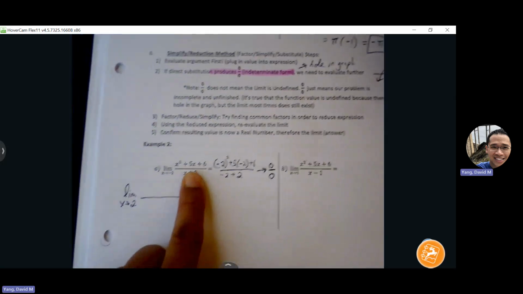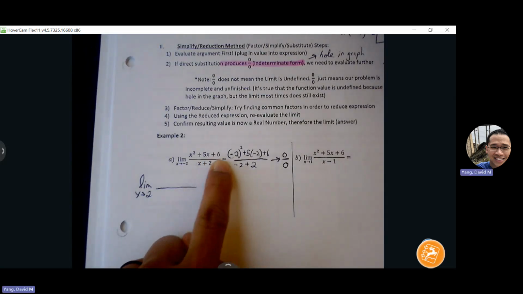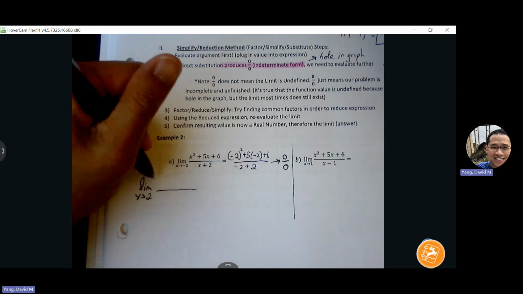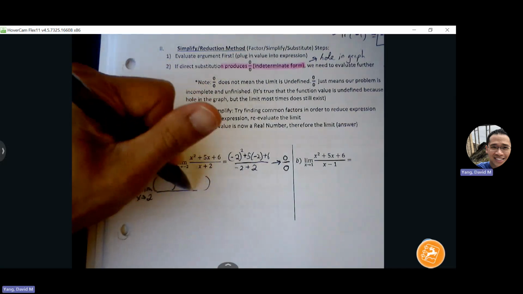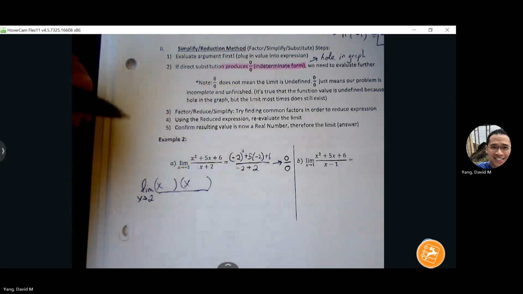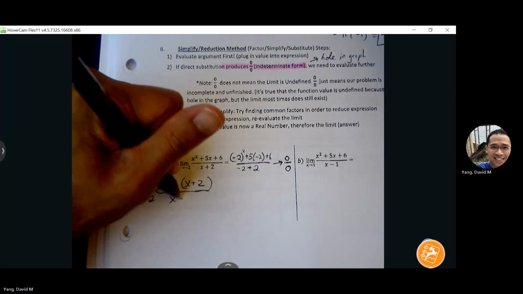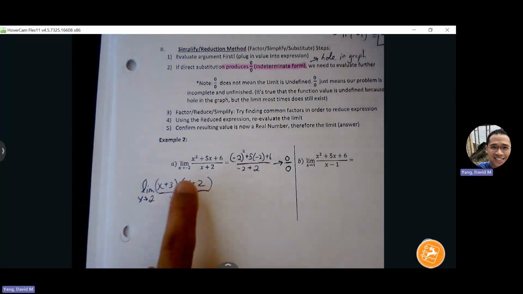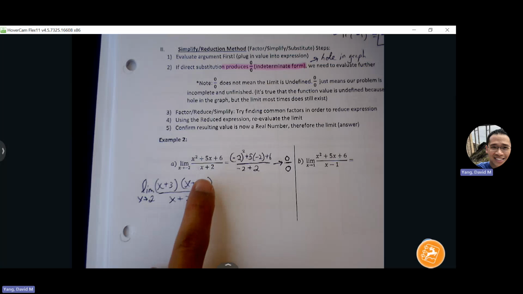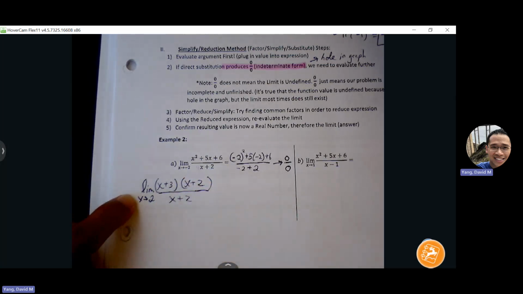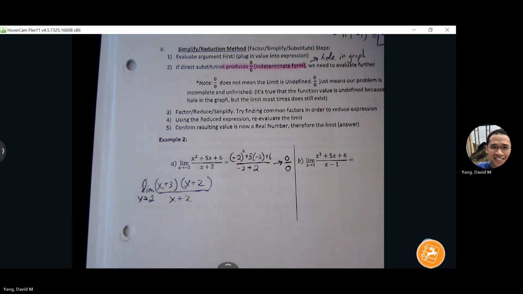x squared plus 5x plus 6 multiplies to be 6, adds up to be 5. What are my factors here? 3 and 2. If you're doing a limit problem algebraically, as long as there's x's left in the expression, you're going to keep holding on to your limit statement. So you have to keep rewriting your limit statement if there's still an x in your expression.